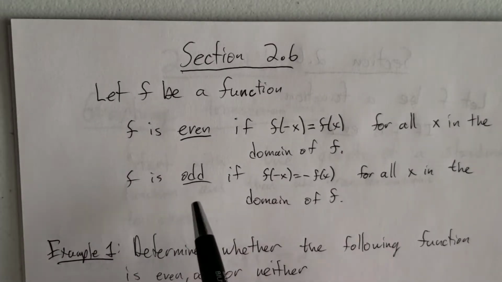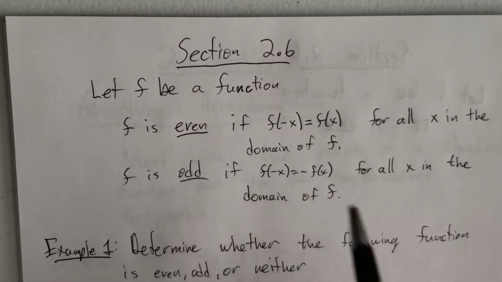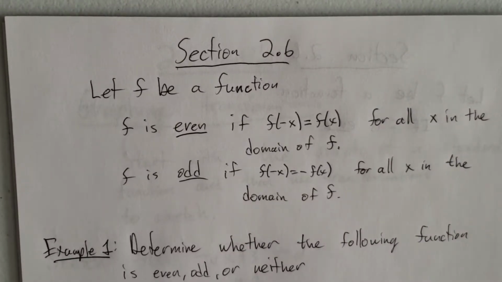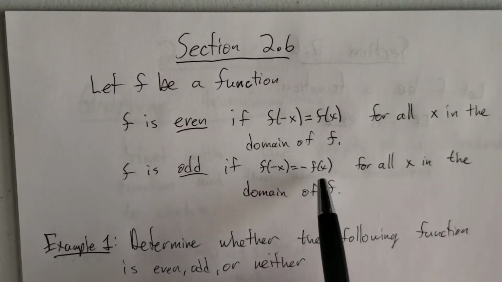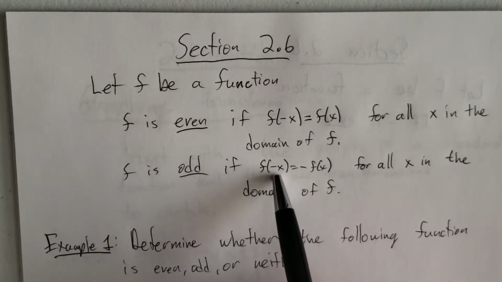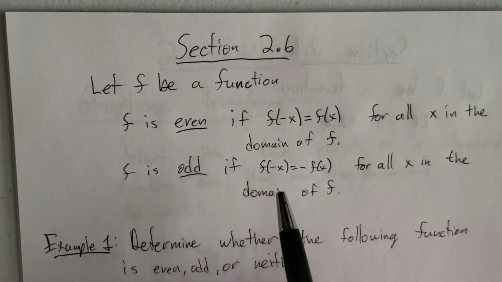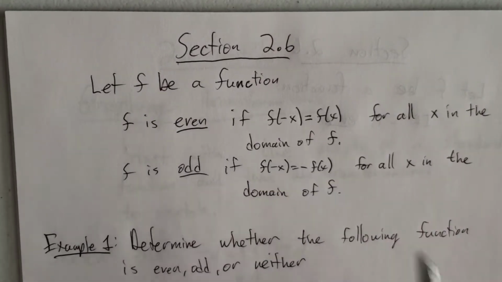F is defined to be odd if f of negative x is negative f of x for all x in the domain of f. And here, that just means that if x is the negative version of some value, then the y value is just the negative of what you would have gotten if you had plugged in the positive value of x.